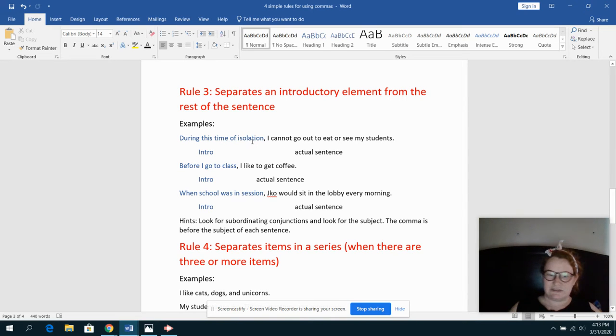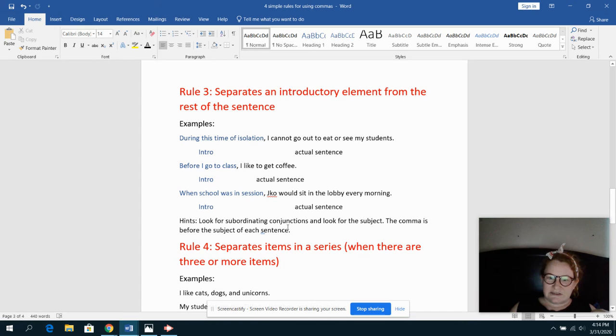So this part is considered an introduction. Before I go to class, I like to get coffee. Again, we have an introduction before the actual subject of the sentence, I. So we have to have a comma there. When school was in session, Jakeo would sit in the lobby every morning. Introduction, when school was in session. Actual sentence, the subject of the sentence is Jakeo, so we have a comma before that.